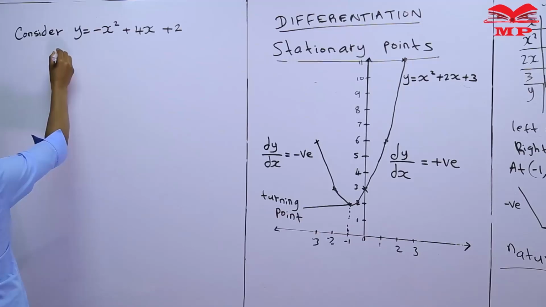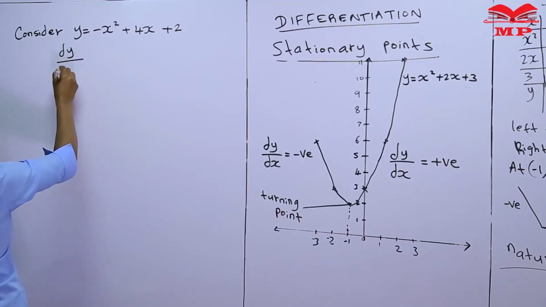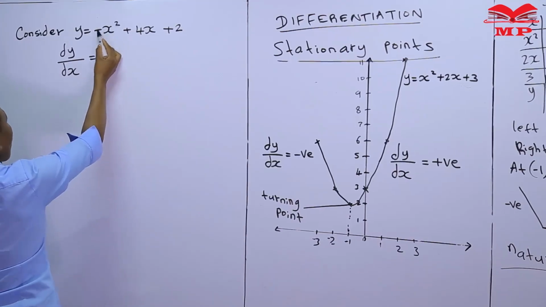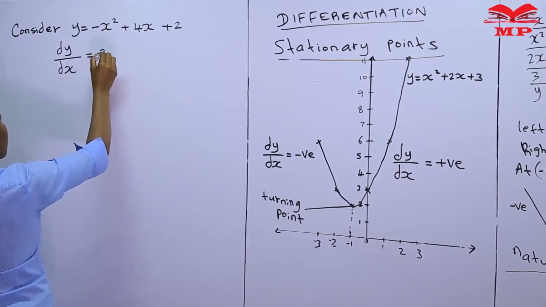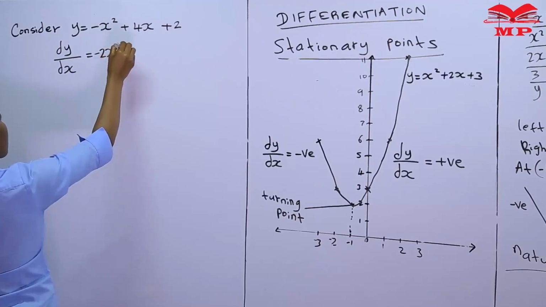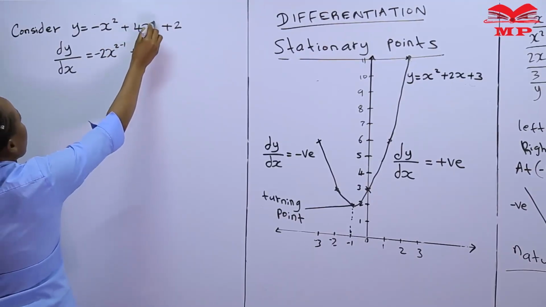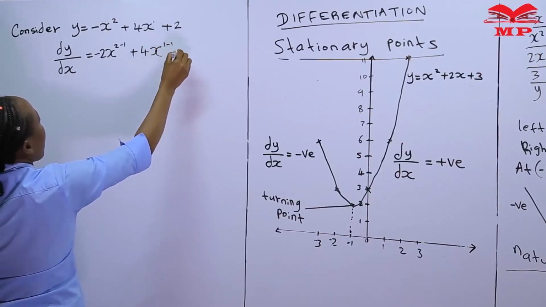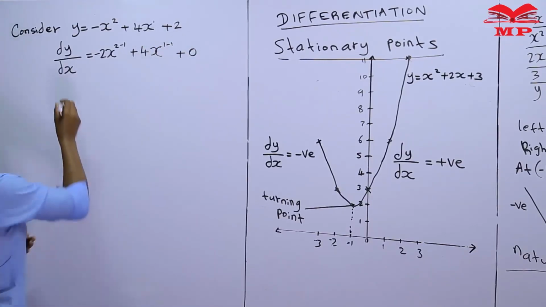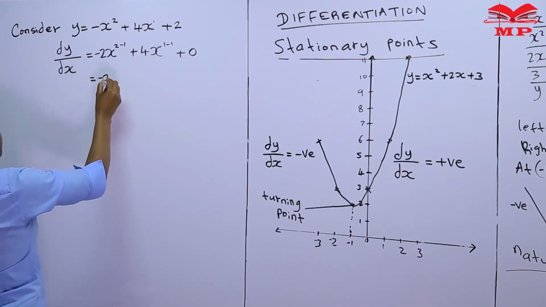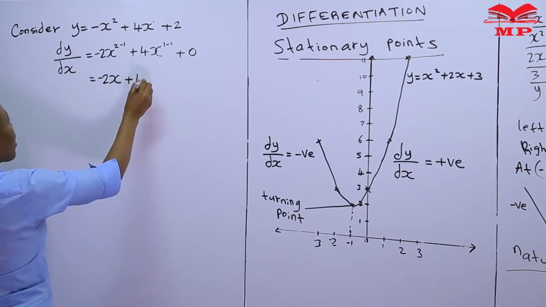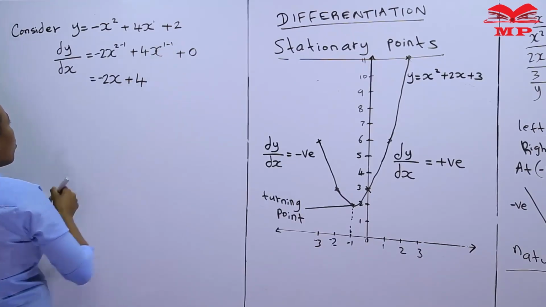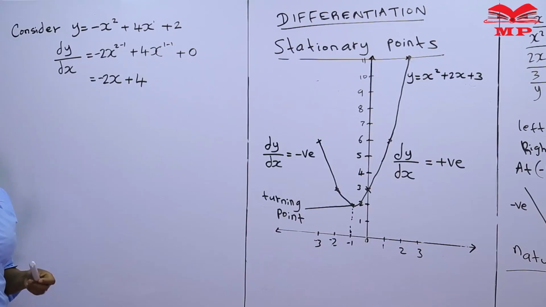In this, we need to get the gradient function dy all over dx, whereby we have 2 times the coefficient here, which is -1. We get negative 2x to the power 2 minus 1, then plus 4x to the power 1 minus 1, then plus 0. So we have negative 2x plus 4, since the constant gives 0. That's what we have as the gradient function.